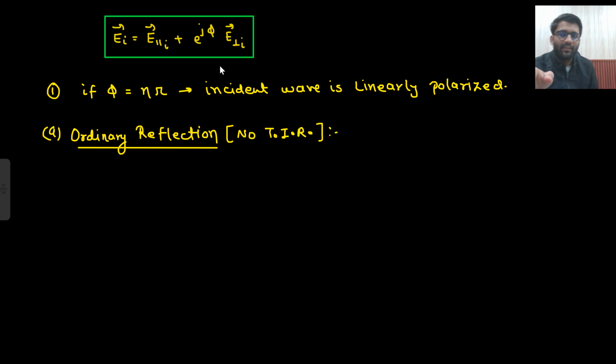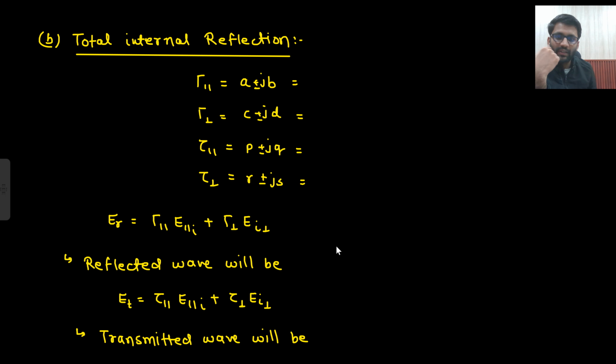So let's get back to our concept now. What I am saying, phi is equal to n pi. So the incident wave is linearly polarized, that I know. Now we need to consider two kinds of reflection. One is the ordinary reflection, the other one is total internal reflection. These two kinds of reflection we need to understand.